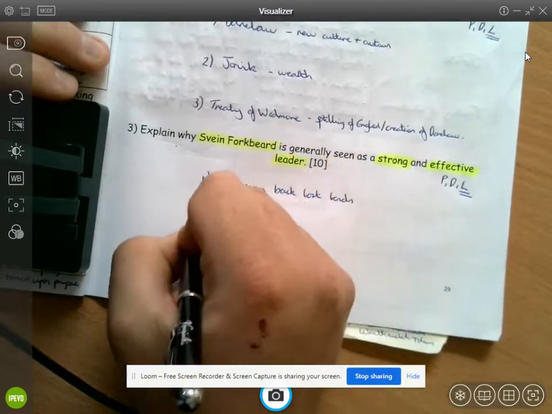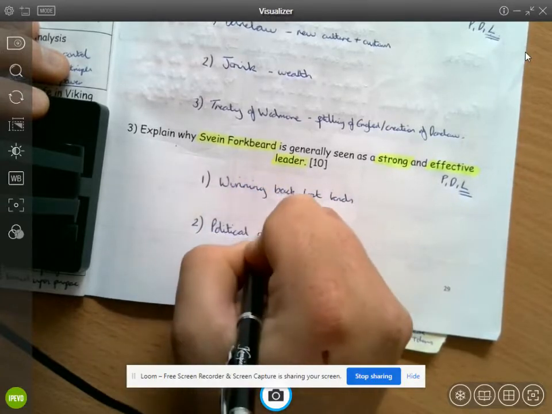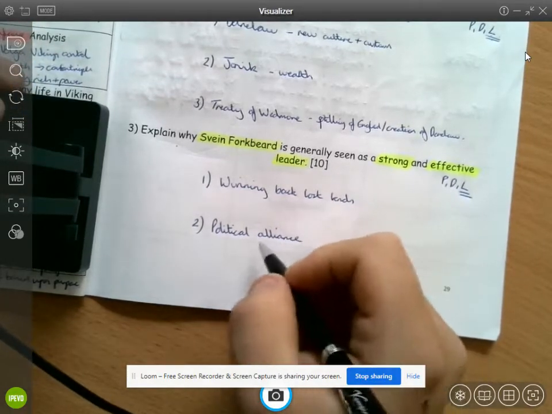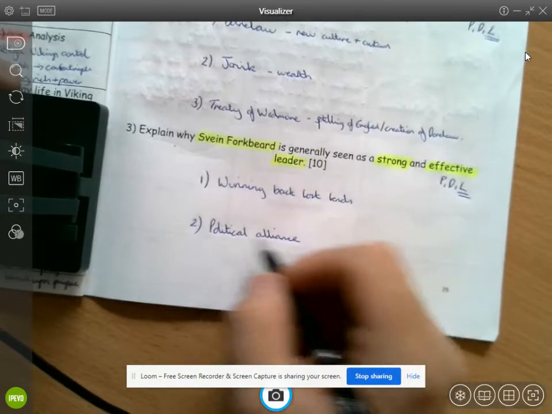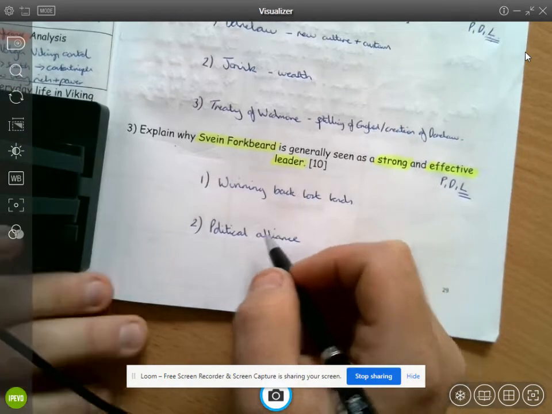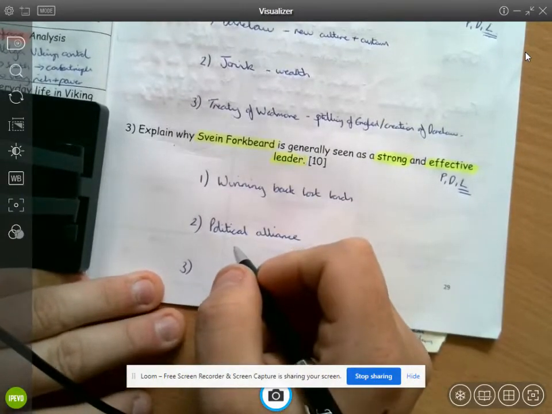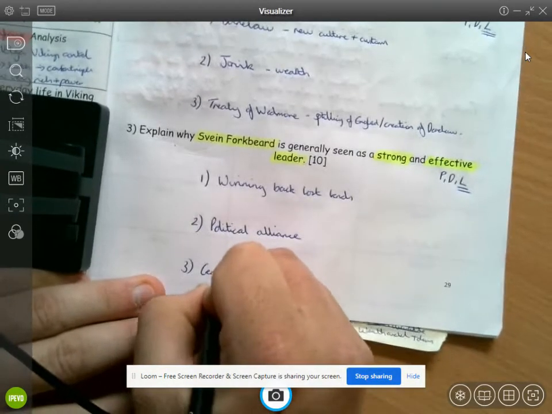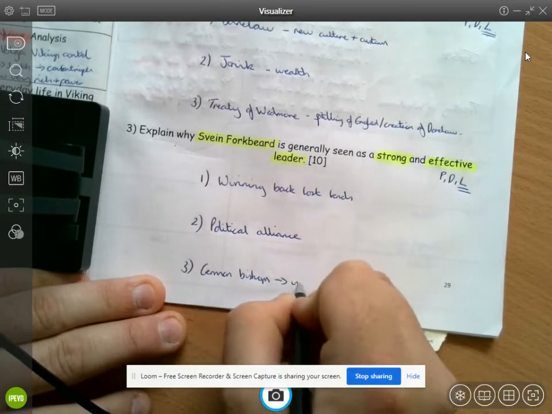The second point that I would talk about would be his political alliance. He marries the widow of Eric of Sweden. When Eric dies, he marries his widow, Sigrid, and how that forms a sort of political bond between Norway and Sweden, protecting its lands. And then the final thing I would talk about would be him expelling German bishops from Denmark and inviting English ones.